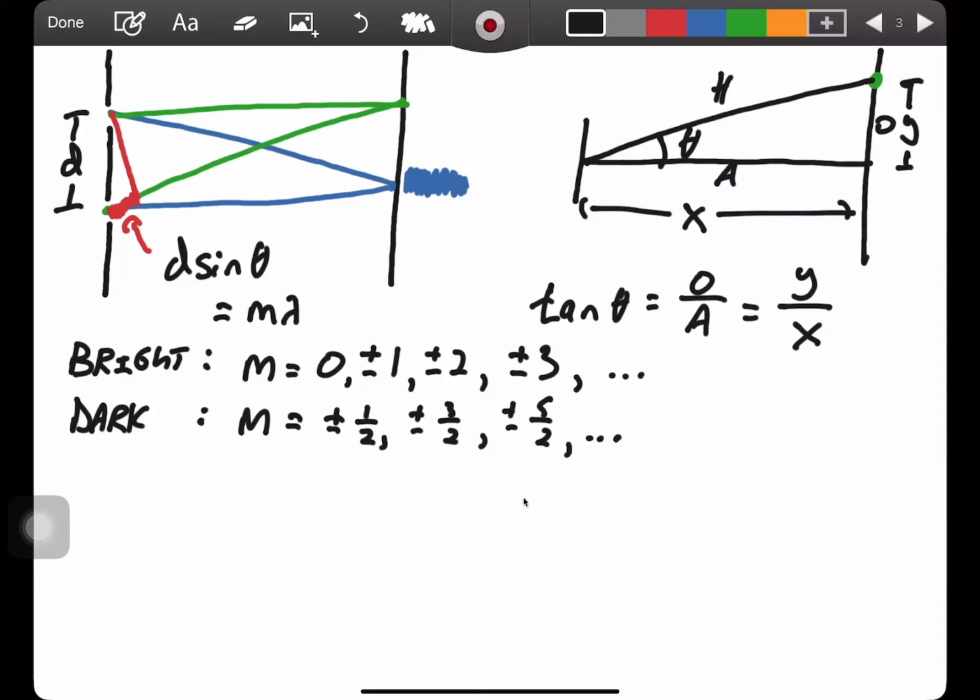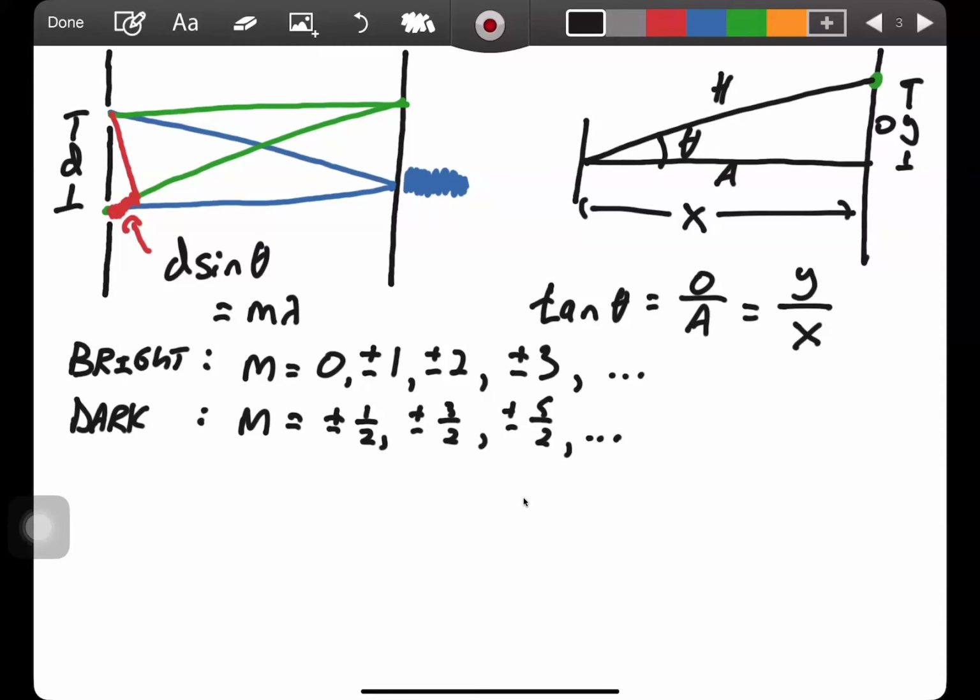But then you can think of alternating bright and dark spots. And so if you go up from the center of the screen, that's where you would use the pluses in the equations that I just showed. You would think of, for instance, the central maxima, but then you would have the first order or primary minima. That would correspond to when m equals plus 1/2.